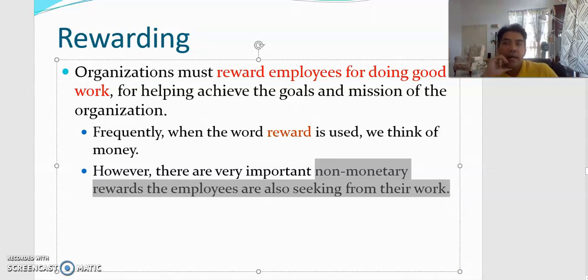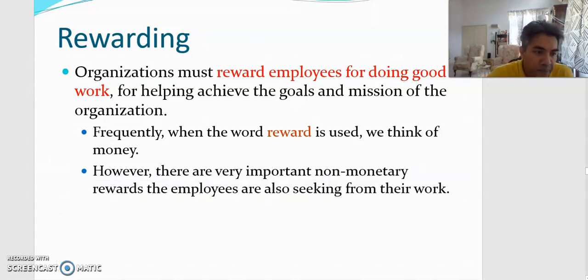For example, I have a couple of friends who decided to work for a particular company because of the medical plan offered by that company, not because of the salary, but because of the medical compensation plan offered by the organization, not only to the employee but also to the family members. So maybe that could be the reward sought by the employees.